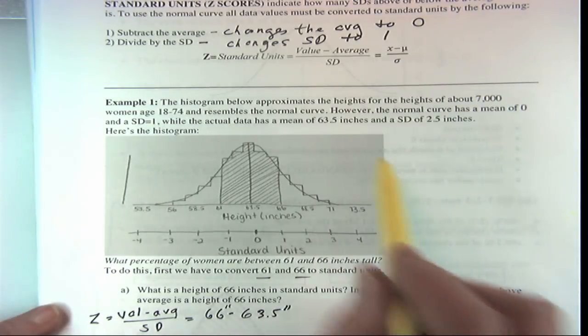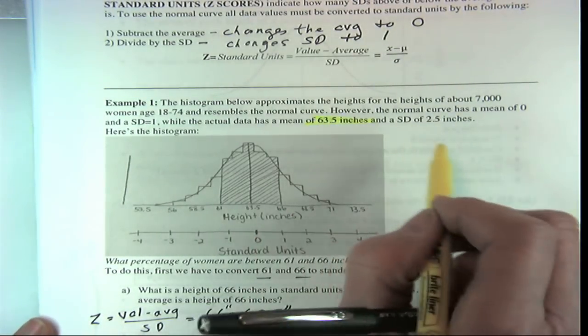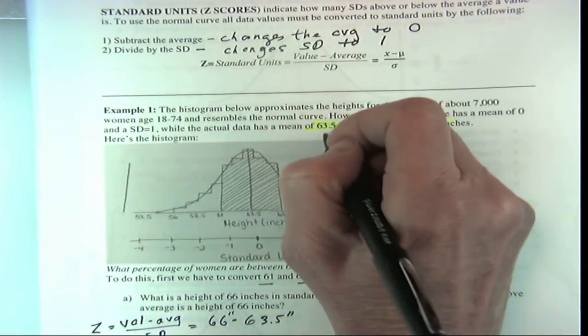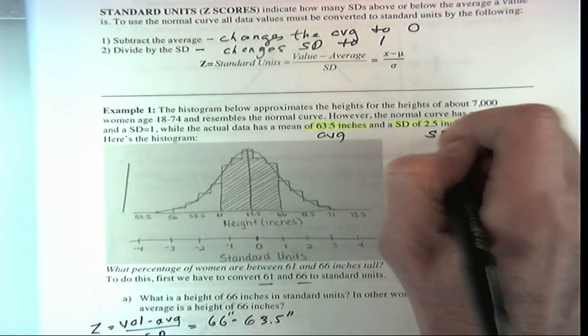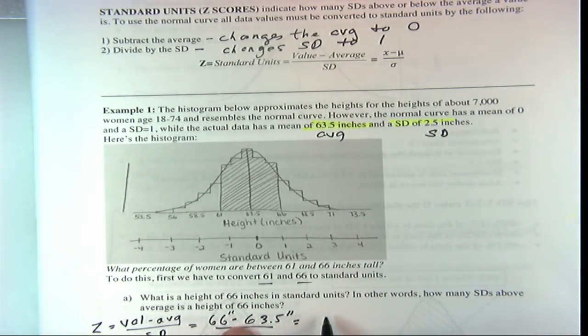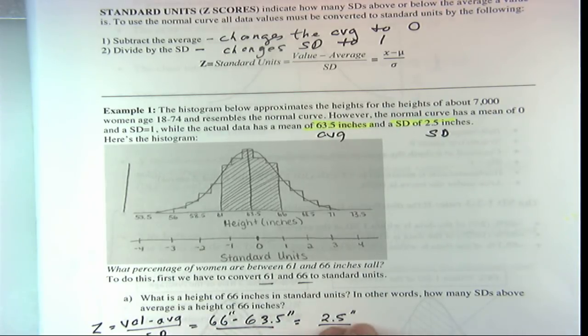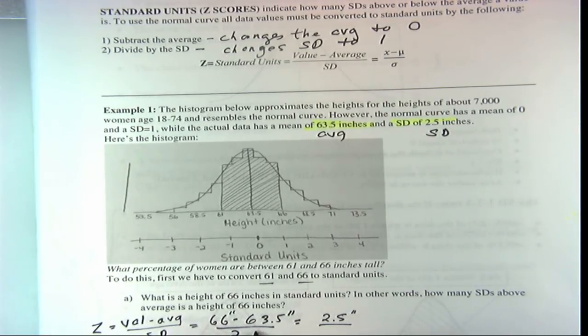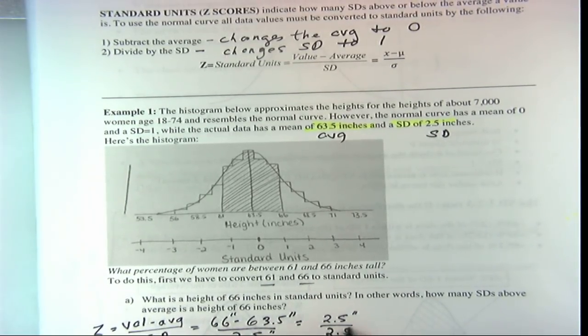Where am I getting that from? That's right here. That's our average and standard deviation. So 66 is 2.5 inches above. It changes the average to 0, and now I'm 2.5 inches, but I want to change that to standard units. So I have to divide by the standard deviation.